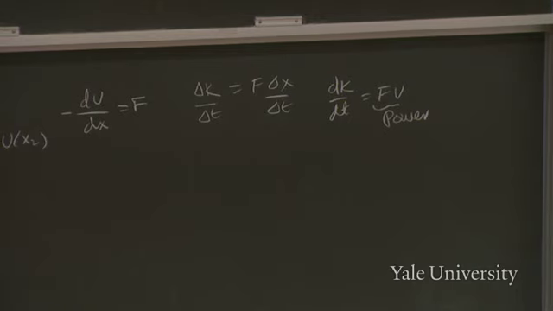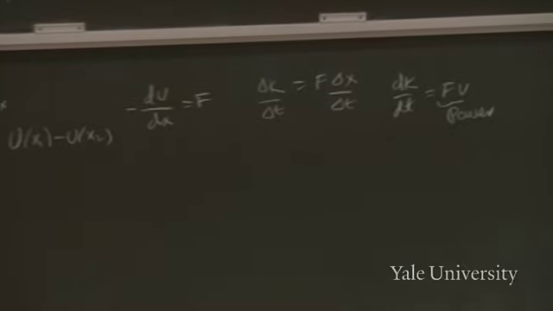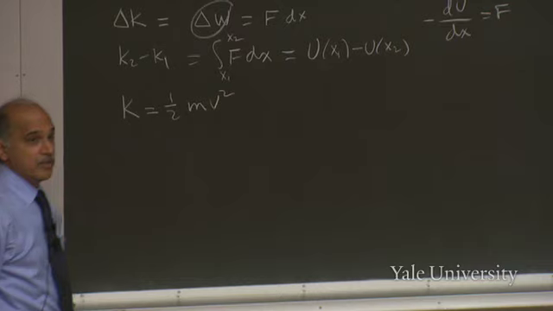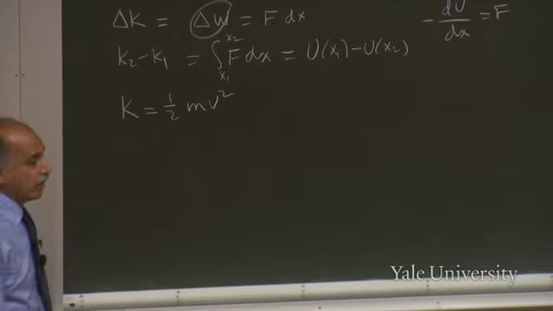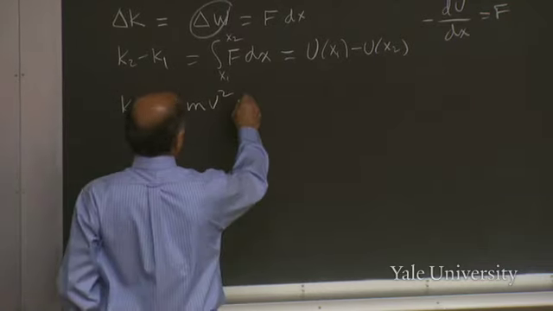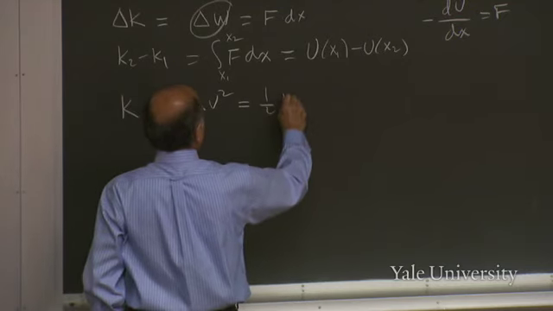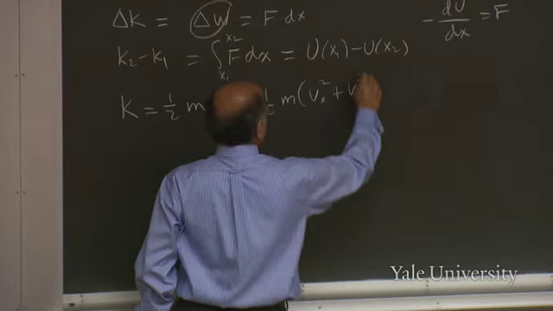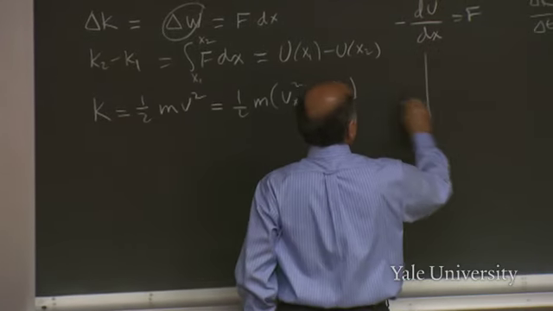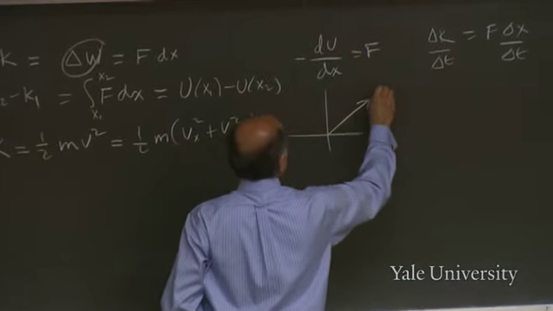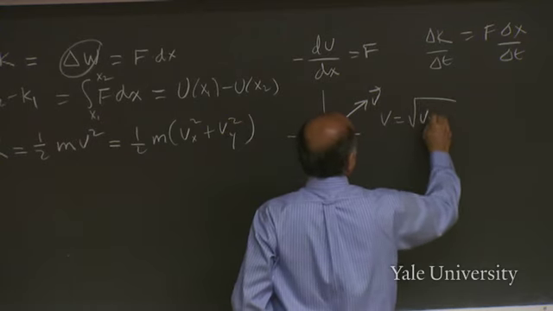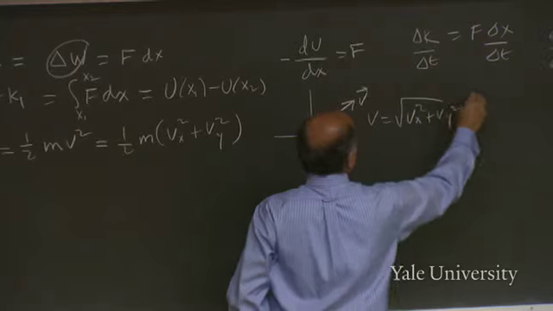For that, I need a formula for kinetic energy. The formula for kinetic energy is going to be, again, 1/2 m v squared. I want that to be the same entity, so I will choose it to be that. But v squared now has vx squared plus vy squared, because whenever you take a vector v, its length is the square root of the x part squared plus the y part squared.